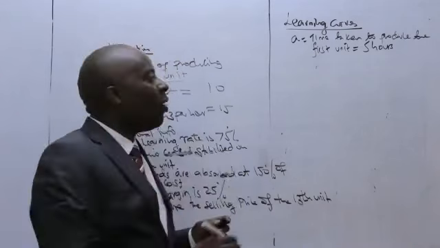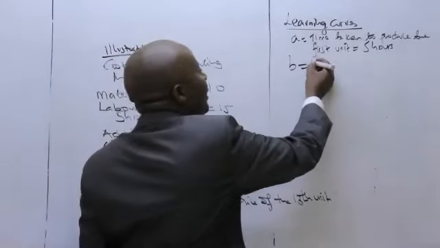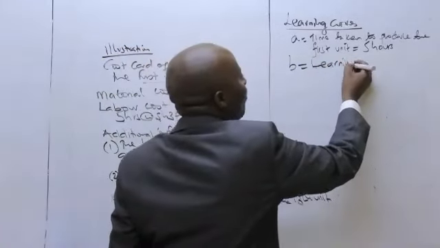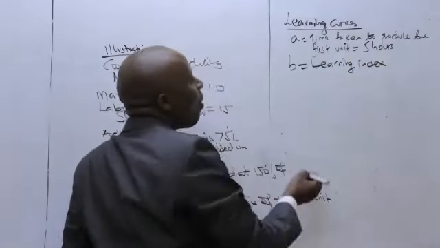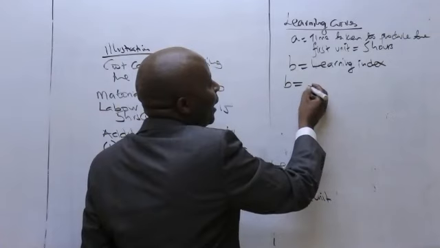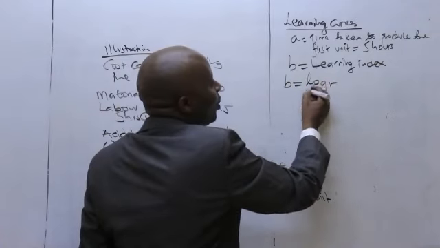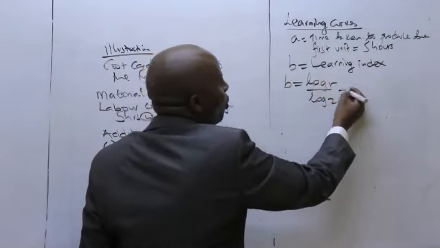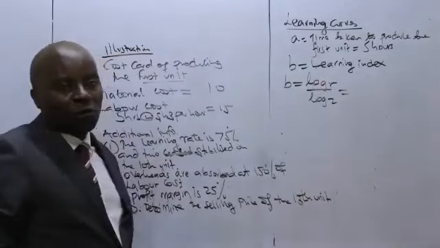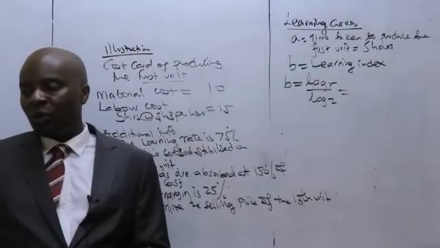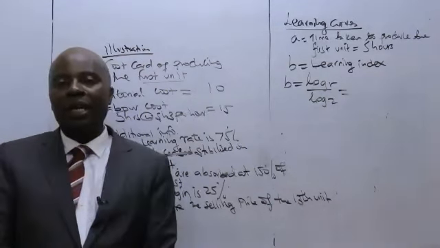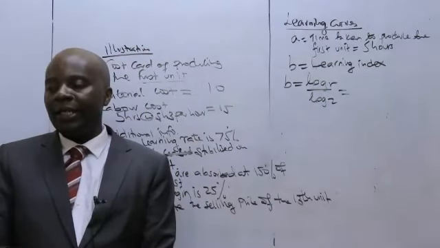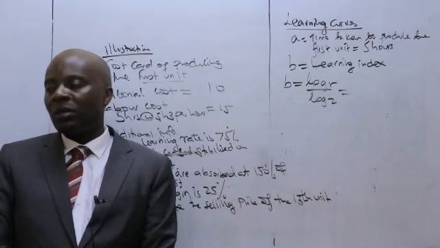Yes. How about B? B is the learning index. If you can recall, for us to get this B, there is a formula, which is log R over log 2. What does this R stand for in the calculations of B?